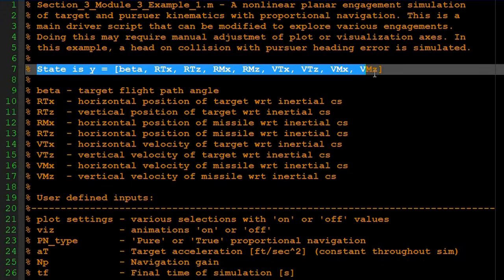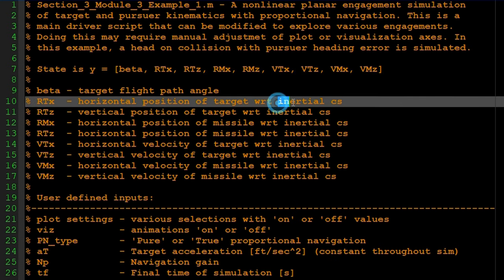The state vector in this simulation is composed of 9 variables. The first is beta, that's target flight path angle, and then we have target position, we have missile or pursuer positions, we have target velocity and missile or pursuer velocities. So positions and velocities are resolved in an inertial coordinate system consistently throughout this simulation.